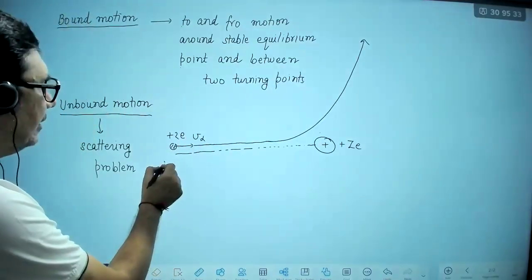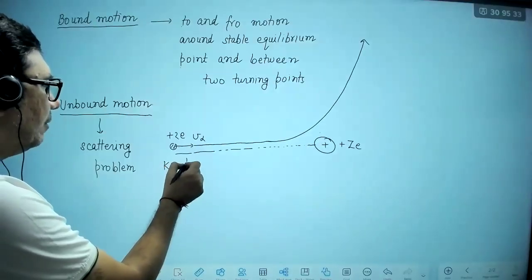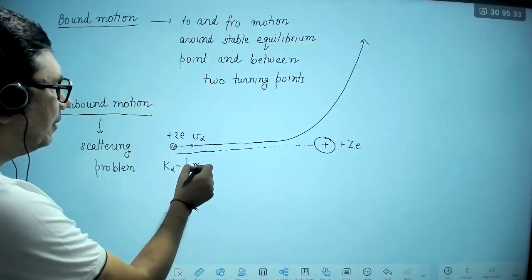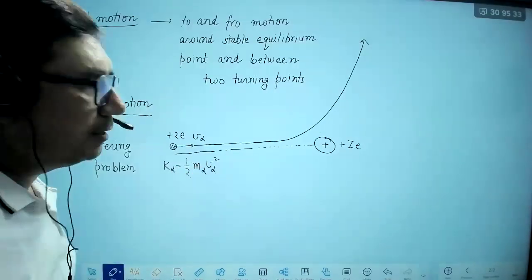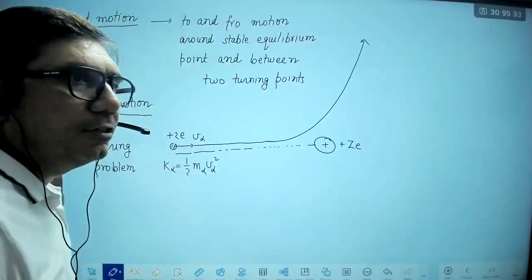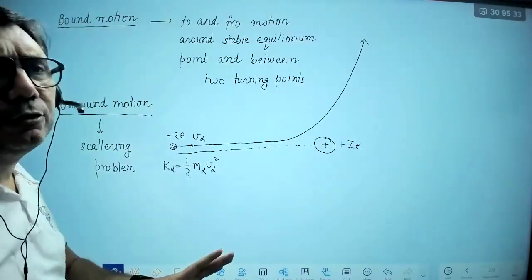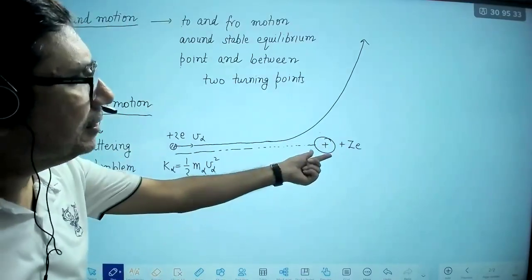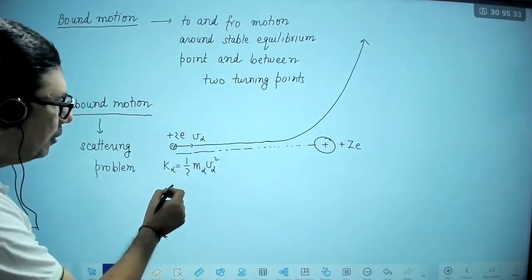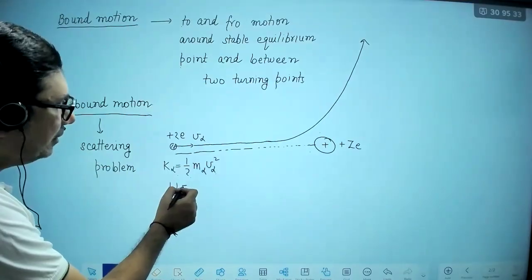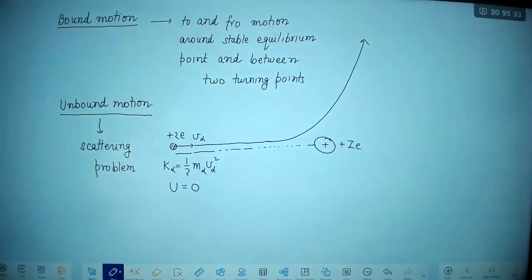So it has a kinetic energy, K alpha, that will be 1 by 2 m alpha V alpha square. Right now, when you are launching the alpha particle, it is very far away from the nuclei, and we assume that the interaction between the alpha particle and nuclei is negligible. So at this position of launch, potential energy is zero. Now what happens?